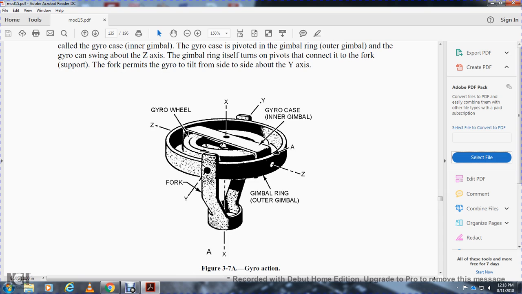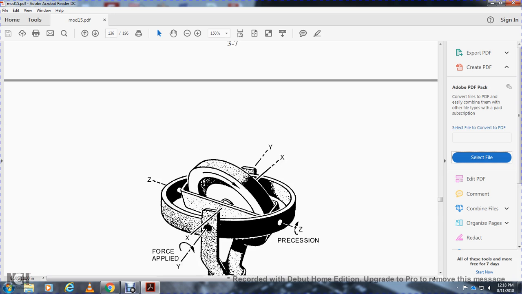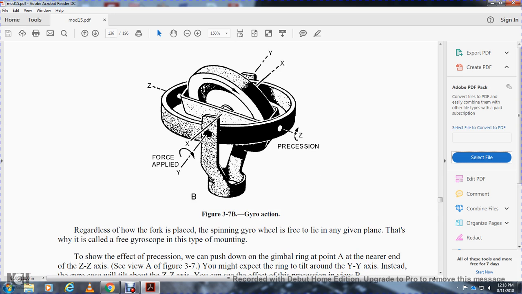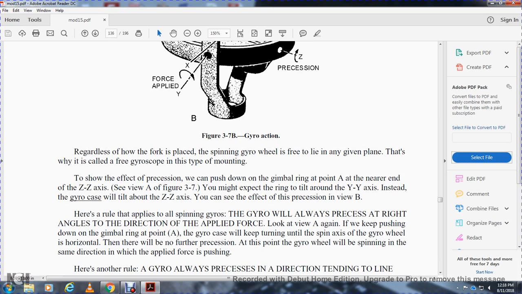Gyro action shows the X, Y, and Z axes: gyro case, inner gimbal, gyro wheel, and outer gimbal. Force applied causes precision. Regardless of the fork plate, the spinning gyro wheel is free in the given plane, like a free gyroscope at the top of the mounting. To show the effect of precision, push down on the gimbal ring at point A, near the end of the Z axis, as in view A of figure 3-7. The wheel might be expected to tilt the ring around the YY axis, instead the gyro case tilts about the ZZ axis. You can see the effect of precision in view B.